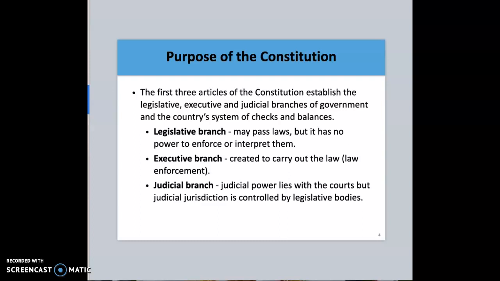Okay? So, these three branches of our government are what provide us that system of checks and balances. And this can very well apply to our criminal justice system. And we'll explain that a little bit further.